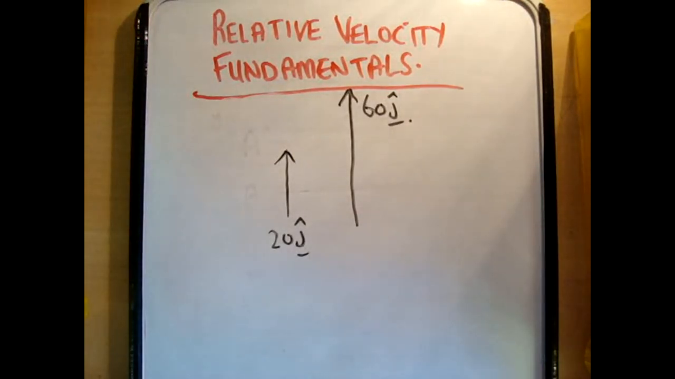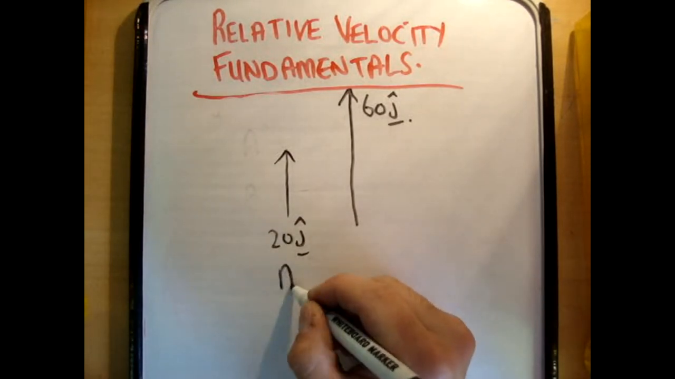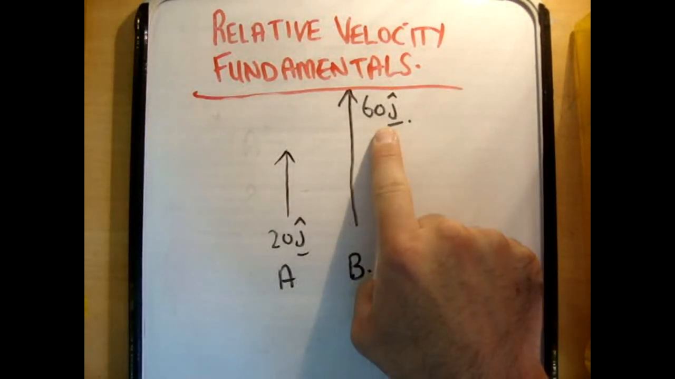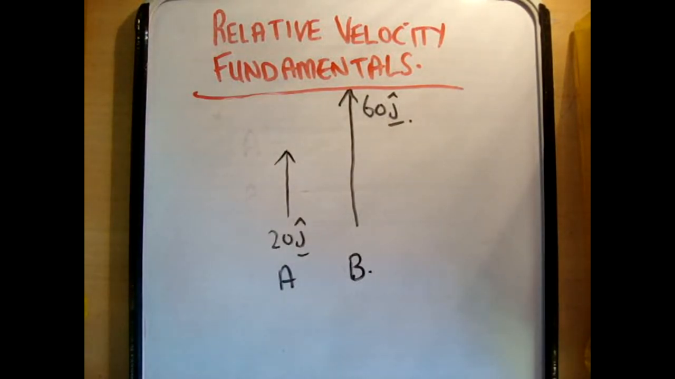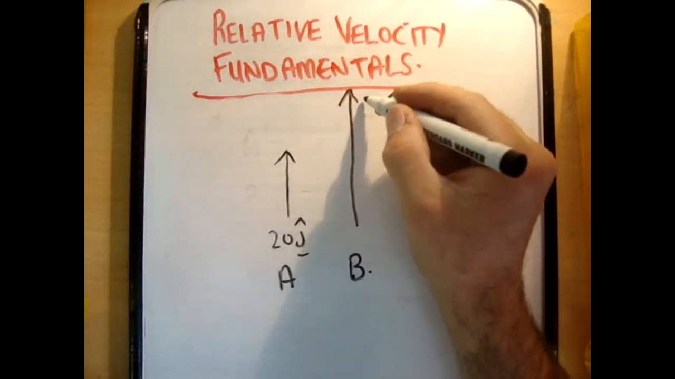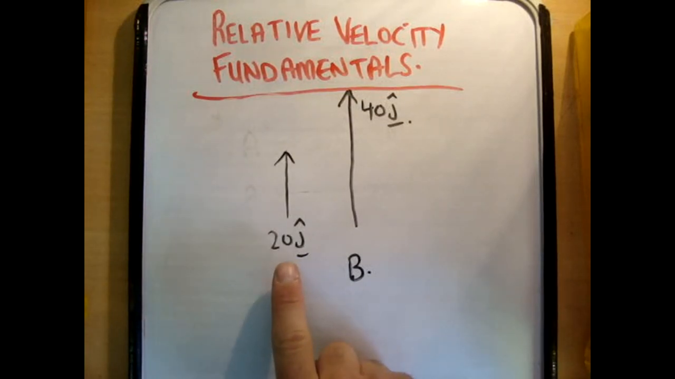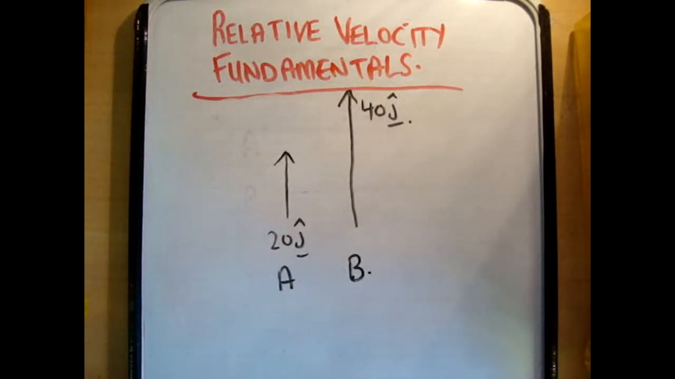Now the question is, how fast does car B move as you look at it? How fast do you feel it's moving? Do you feel that it's moving at 60 meters per second? The answer is you don't. Do you feel it's moving at 20? The answer is you don't. What you'll actually feel is that it's moving at 40, because you are moving as well in the same direction. So the speed it was going has, relative to you, slowed down.